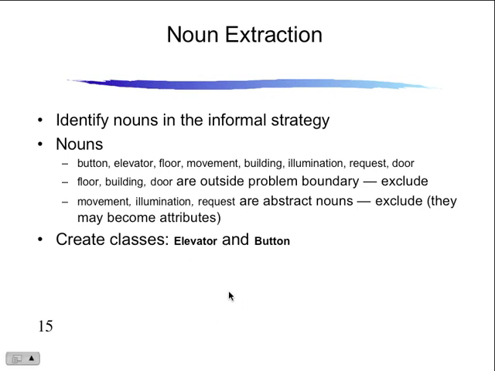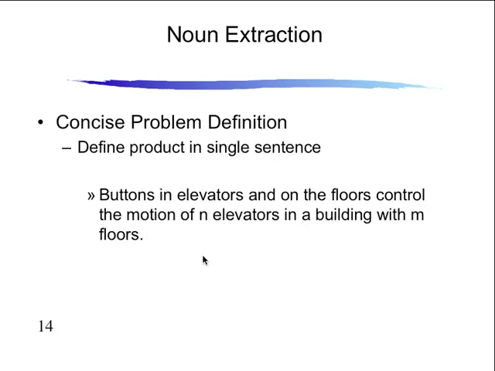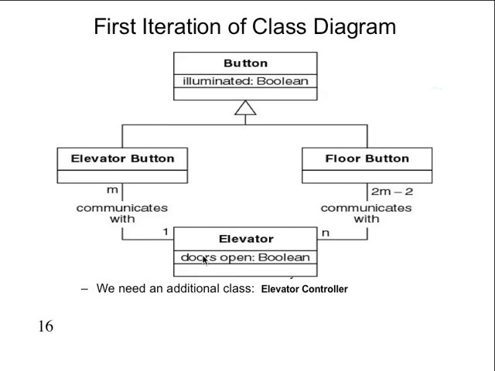We know there's going to be an elevator, and we know there's going to be a button. So we mentally look at the list, I don't know if anyone really writes them down, and go, elevators and buttons, let's start there. So then we draw out our first iteration of the class diagram. And we have elevator, button, floor button, and elevator.